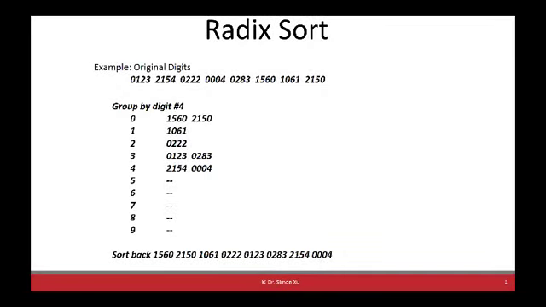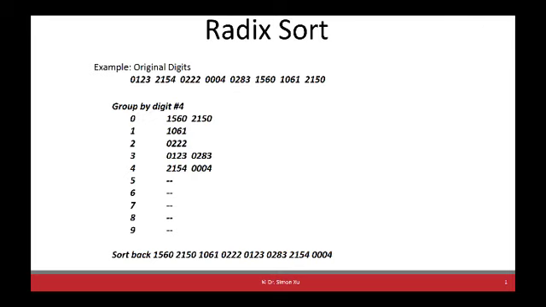Radix sort, also called bucket sort, unlike other sorting algorithms, does not compare two items. It simply forms groups and then combines them to sort a collection of data.